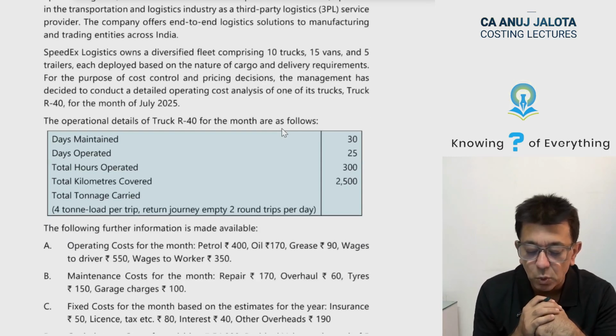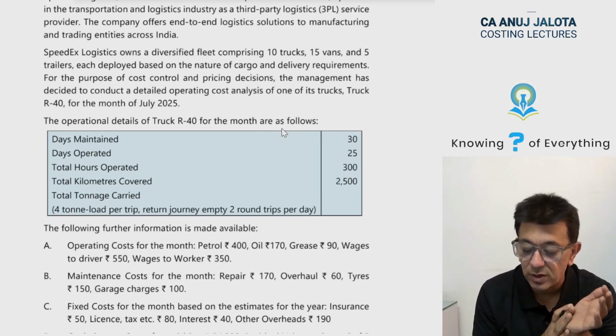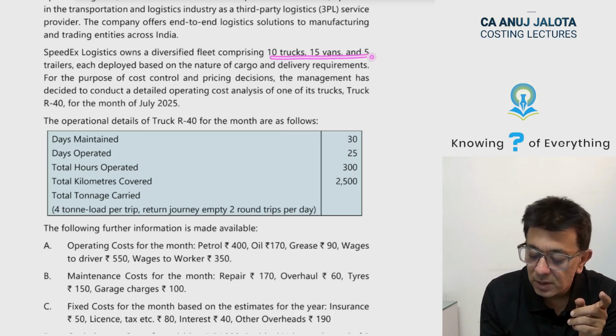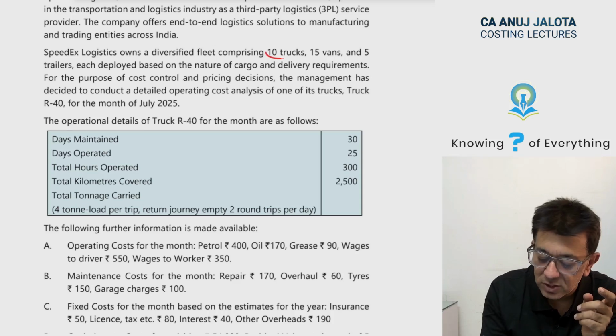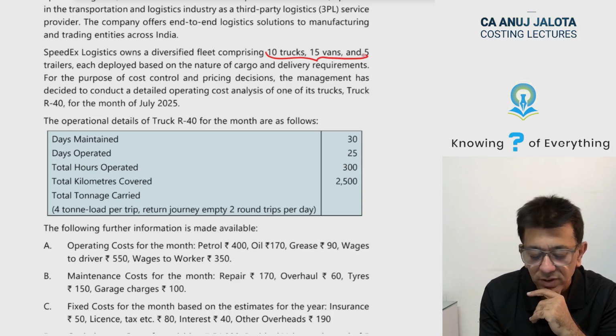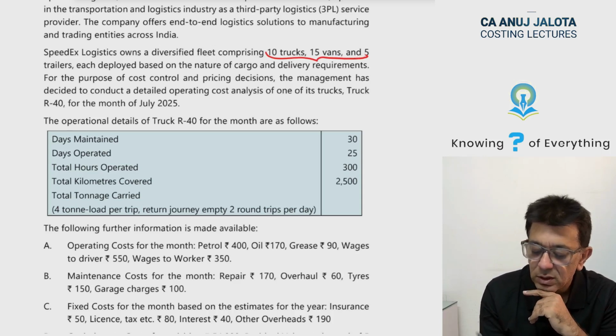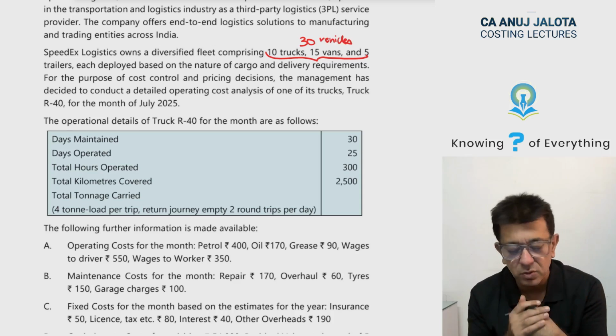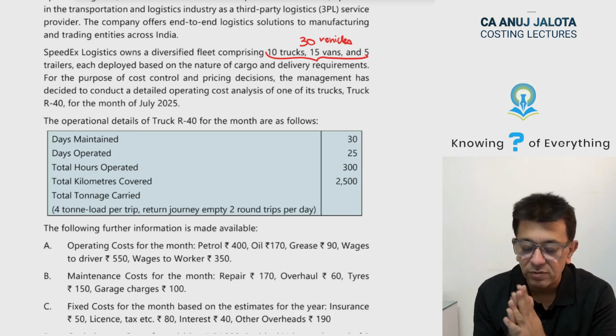SpeedX Logistics owns a diversified fleet comprising 10 trucks, 15 vans, and 5 trailers. So 10 plus 15 plus 5. If I just have to do a total, 10 plus 15, 25, 25 plus 5 will be 30 vehicles they all have. If it is of use, I'll use it, else it's okay. Each is deployed based upon the nature of cargo and delivery requirements.